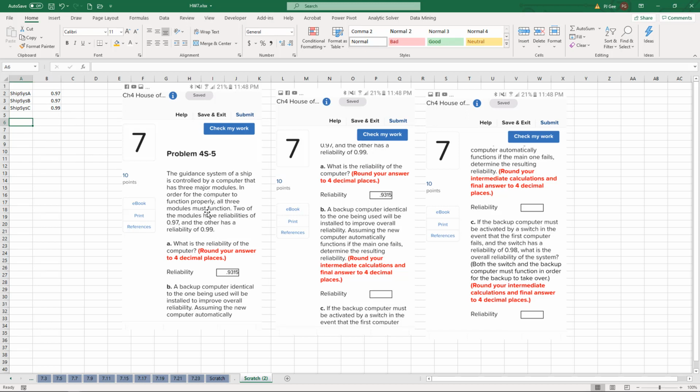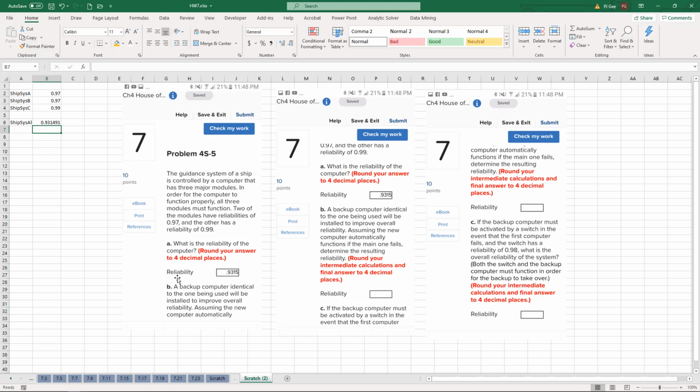Since these are chained, all of these modules must function. So that would just be the probability of each of these multiplied together. So overall ship sys, let's say that all the systems working, it's just going to be equal to 1 times the next times the next. Okay, so this is where we get this number, and it looks like our student got it right.